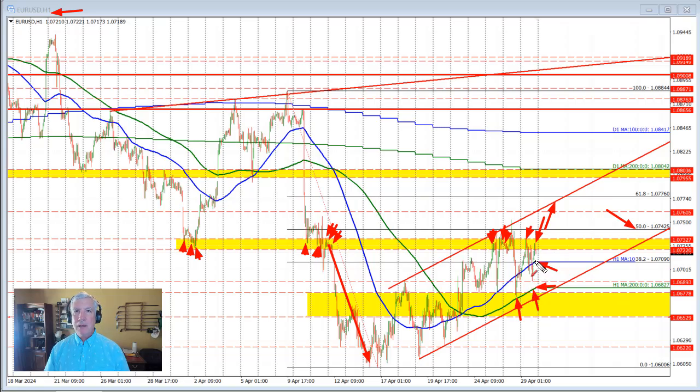So if the buyer is going to be more in control, what do we have to do? Well, we have to stay above the 100-hour moving average on this corrective move. If we can do that and get above the 107.327, we'll look toward the 50% retracement at 107.425.